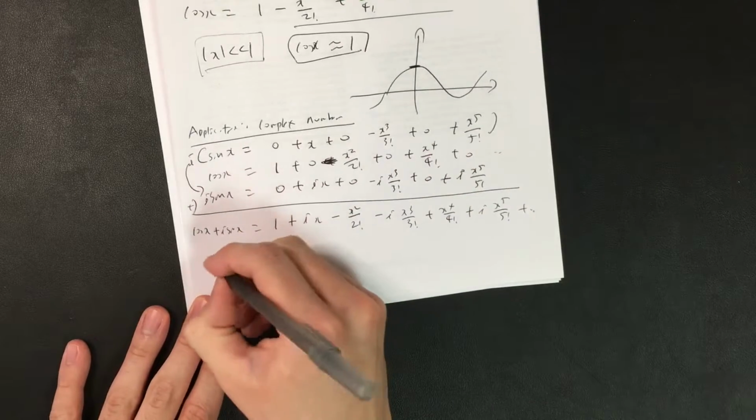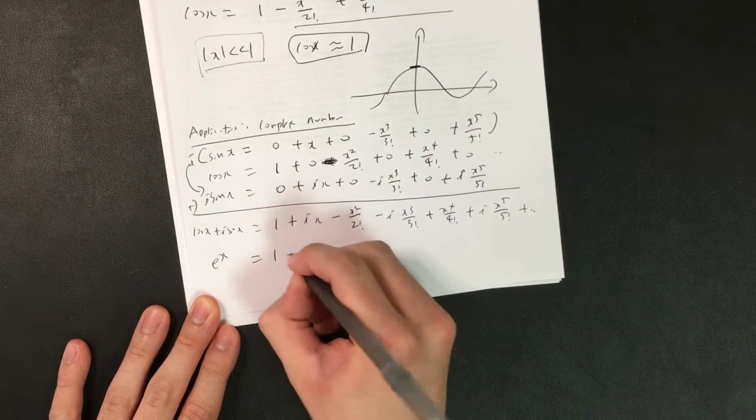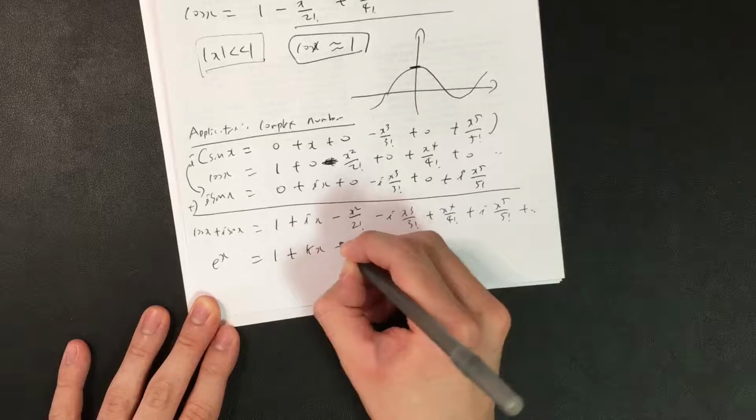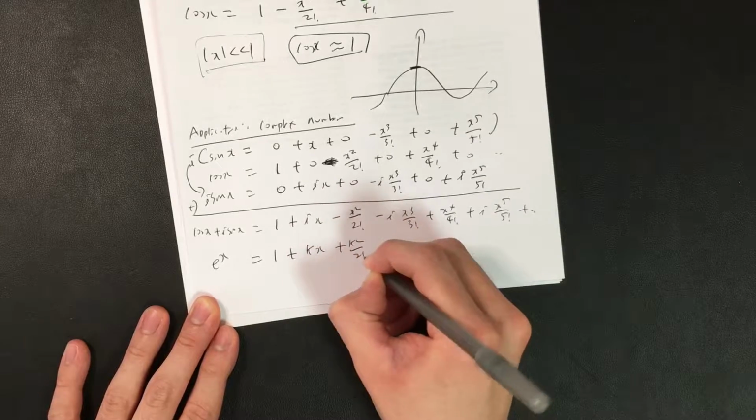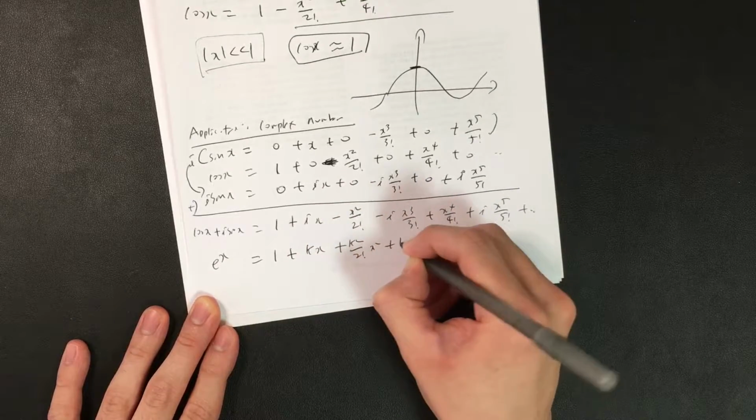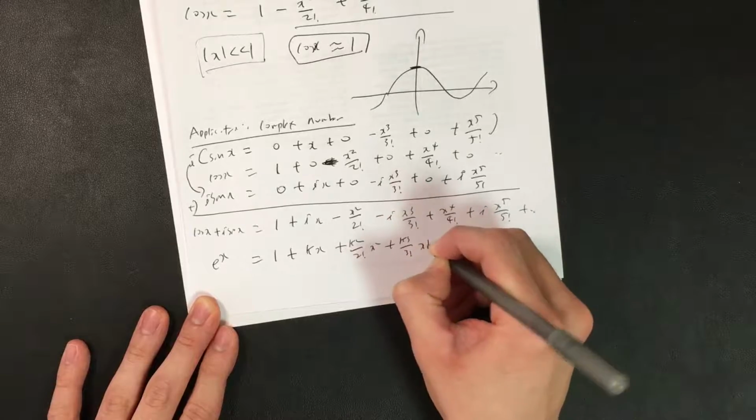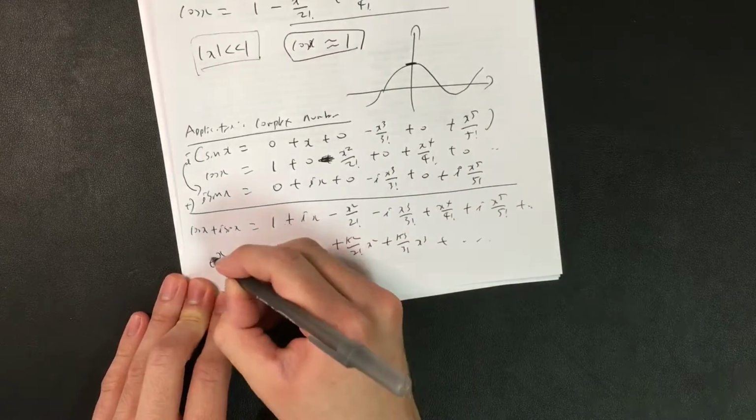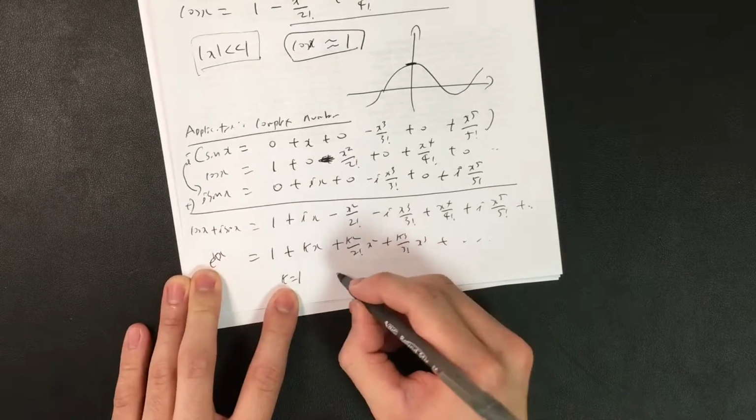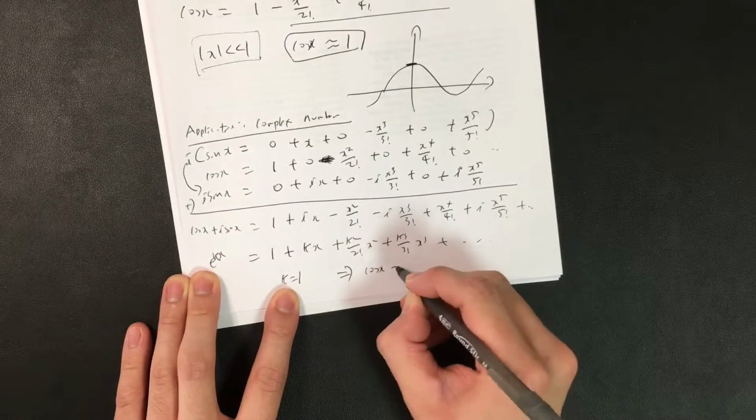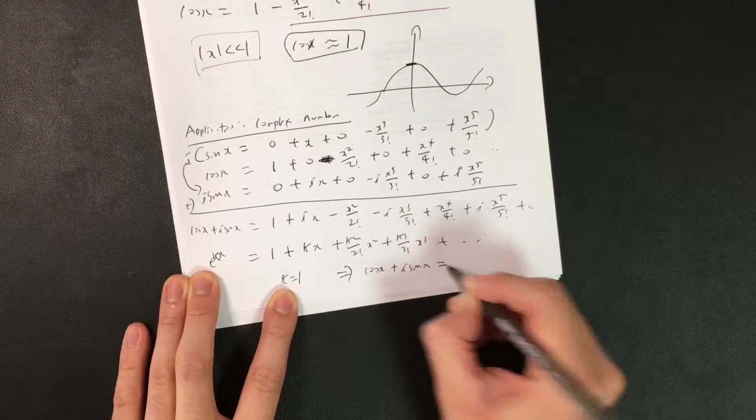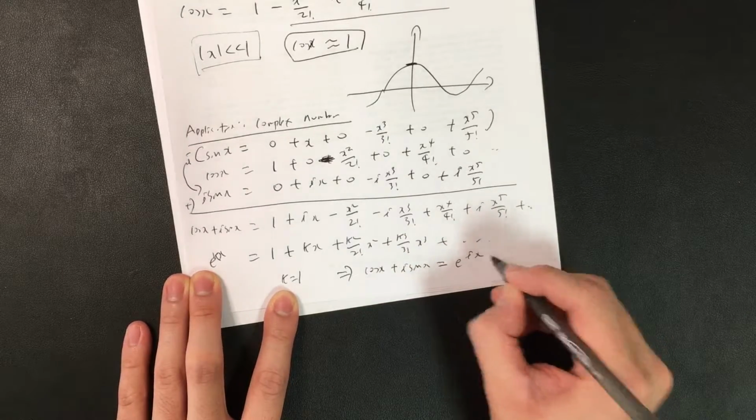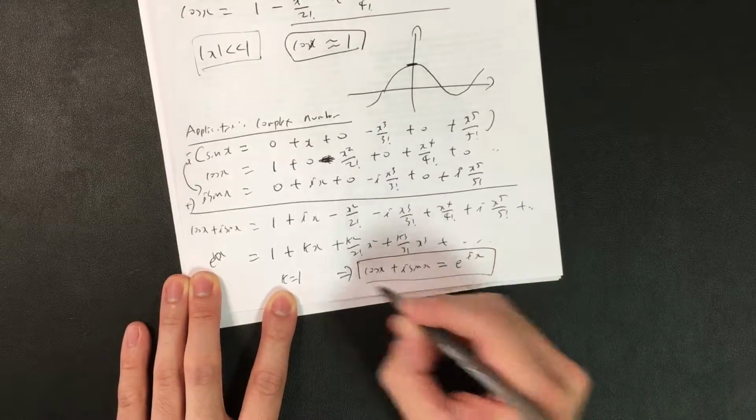But remember that e to the x was in the form of 1 plus kx plus k squared over 2 factorial x squared plus k cubed over 3 factorial x cubed, and so on. And in this case, k should be i. This should be e to the kx. Therefore, cosine of x plus i sine of x equals e to the ix from the Taylor series.